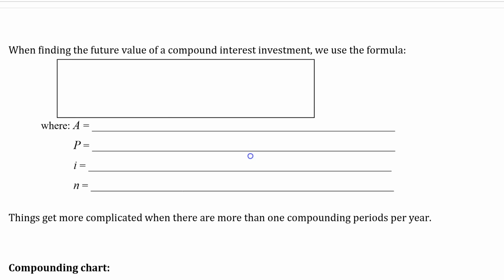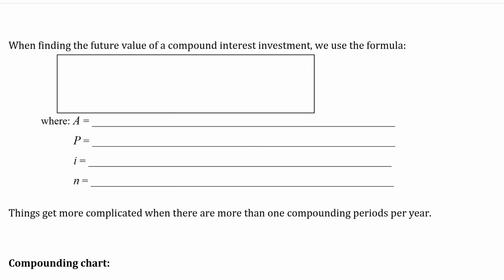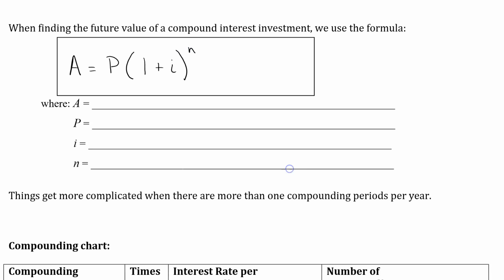So, what does all of this mean? Let's summarize it in a formula. In finding the future value of a compound interest investment, we use the following formula. A equals P times (1 plus i) to the power of n. Oh boy, look at all those letters. Let's define them. So A, nothing unusual. This is our future value.